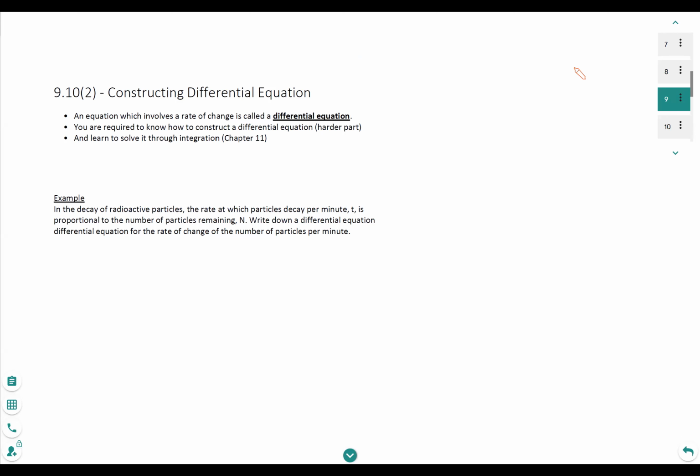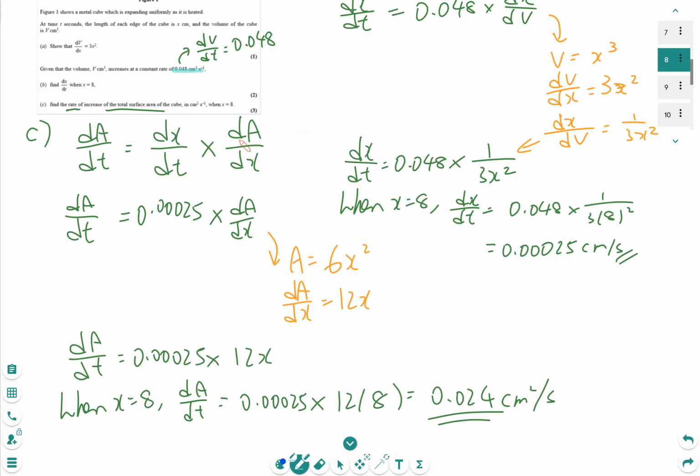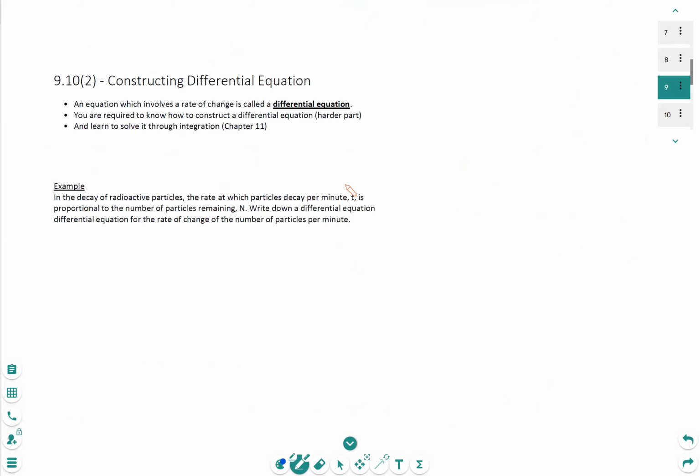In this lesson, we are learning how to construct a differential equation. An equation that involves a rate of change is called a differential equation. Previously, we've learned how to construct similar ones. Now, what we learn today is slightly different. We're going to make it out of words.